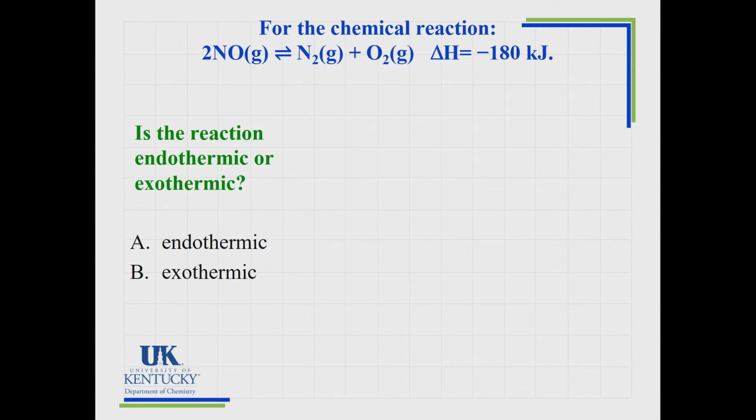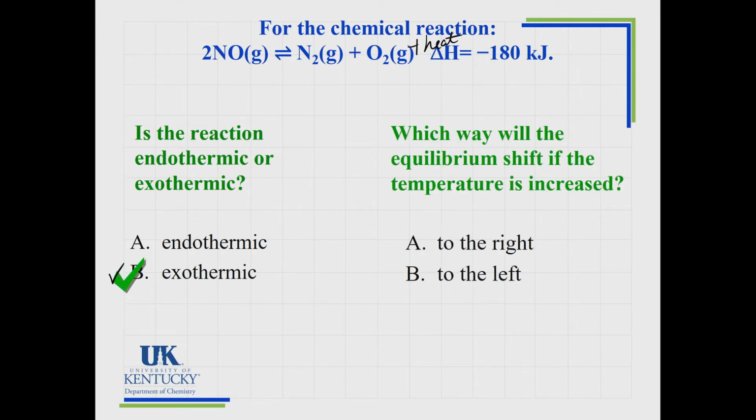So here's your example to try. First of all, I have a reaction written up there. Is this reaction endothermic or is it exothermic? Well, it is exothermic, okay? If it's exothermic, it is giving off heat, and that's a negative value. So I could write plus heat on the product side. Heat is being produced, given off, okay? So now I want to think about this. Which way will equilibrium shift in this case if the temperature is increased? Will it shift to the right or to the left?